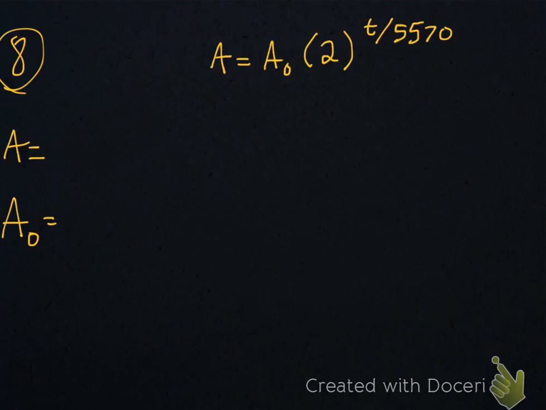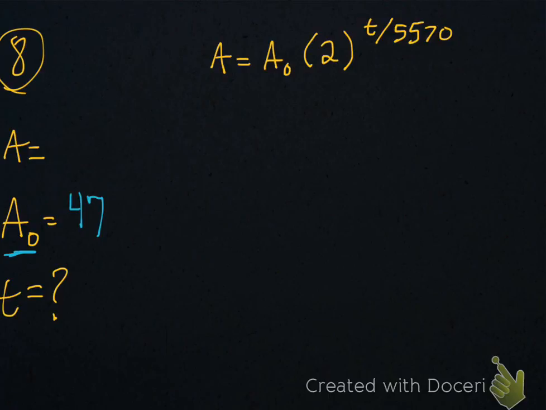Number 8. So again, we're looking for T. You see a pattern here. We're always looking for T. Okay, so we have a fossil that contains 47 milligrams of carbon-14. So this is our carbon dating. So which part is our beginning? We'll see this A sub 0. That's what we start with. Anything sub 0 is an initial value. We're using our carbon-14 dating formula to determine the age.